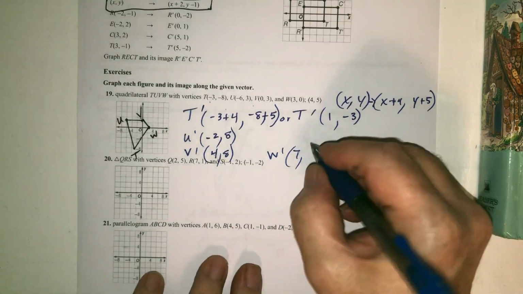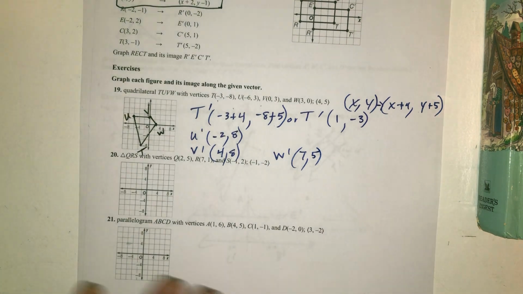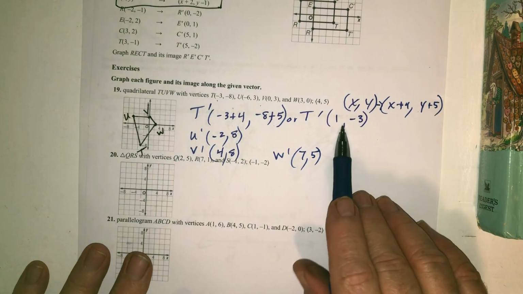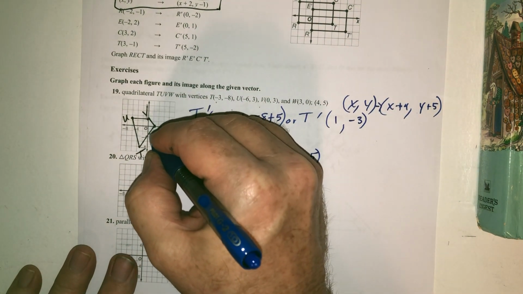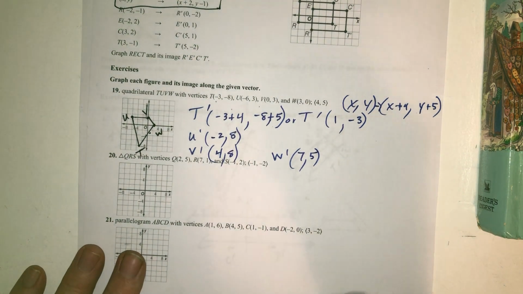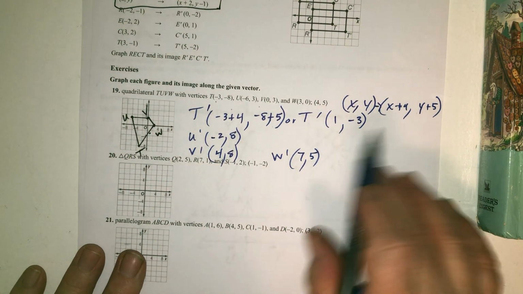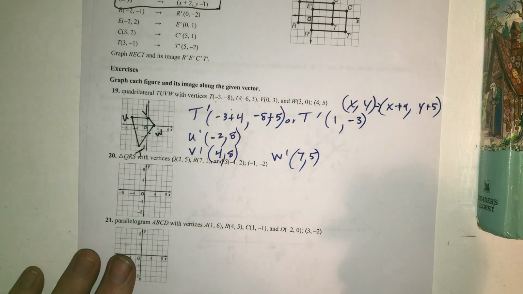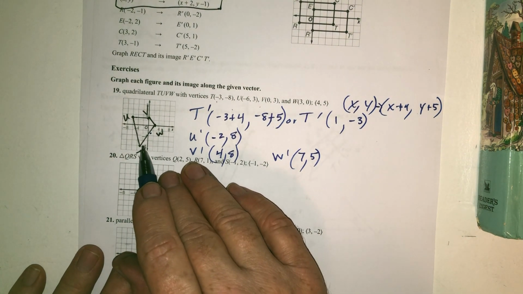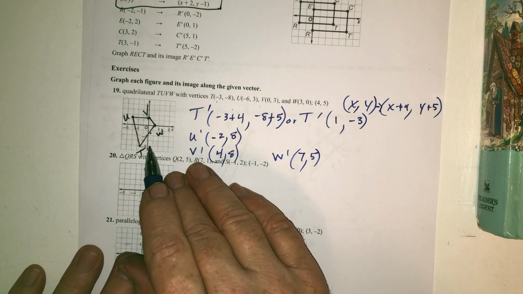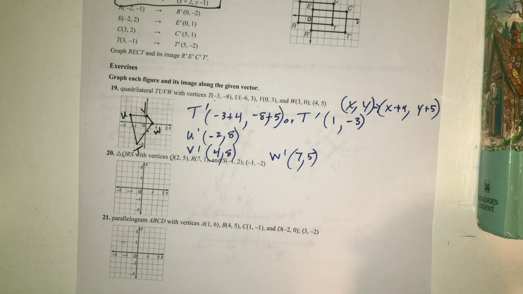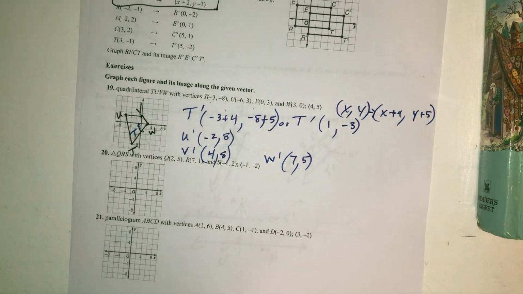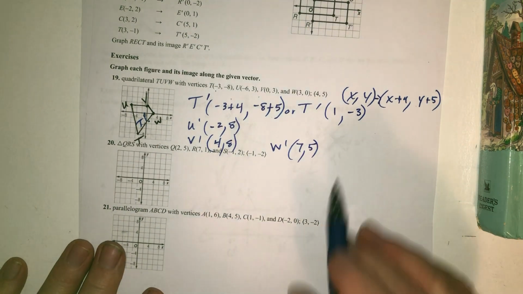Take 0 and increase it by 5 would be 5. And then you can plot the point 1, -3. So 1, -2, 3 would be in the center of that. That would be point T prime, because that's going to move it 4 units right and 5 units up. Okay, so there's point T prime, right there.